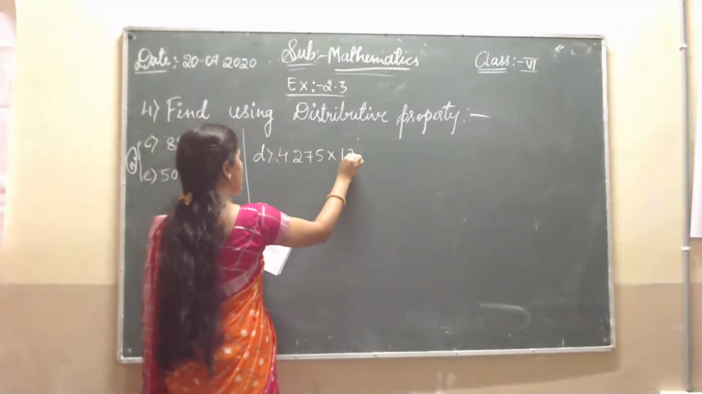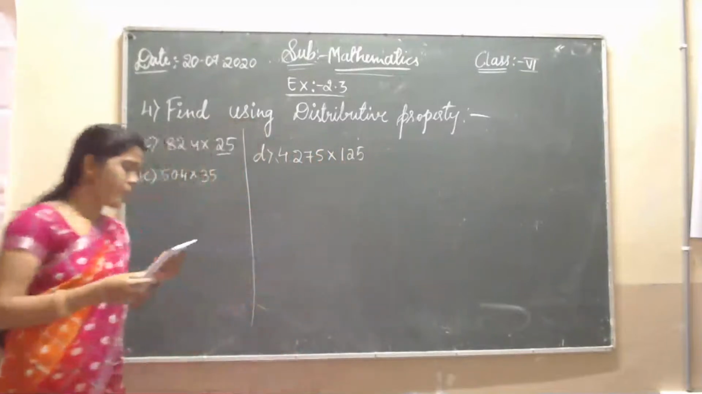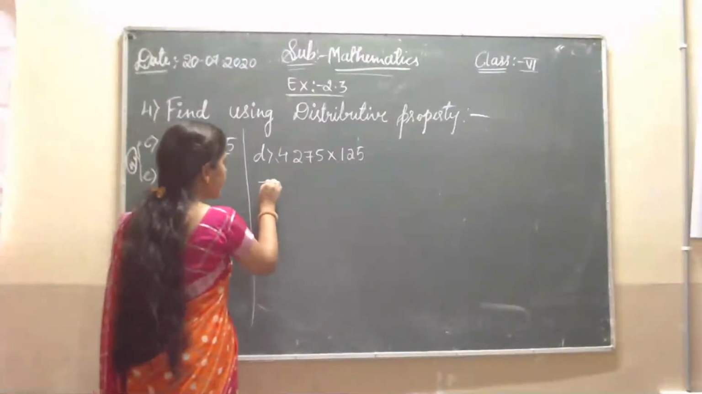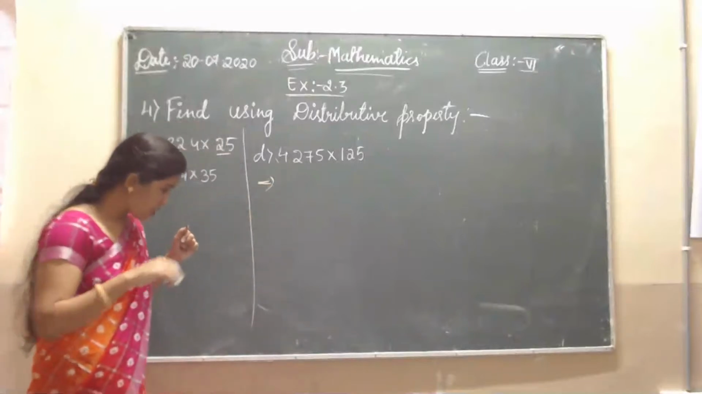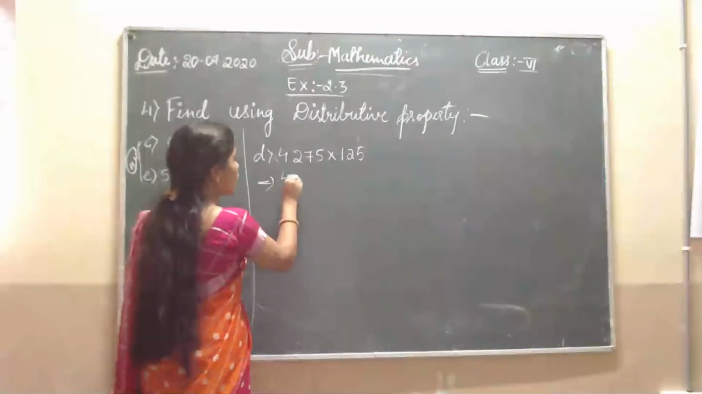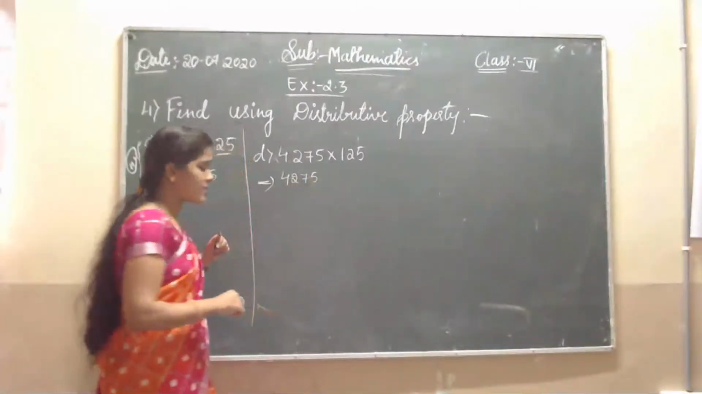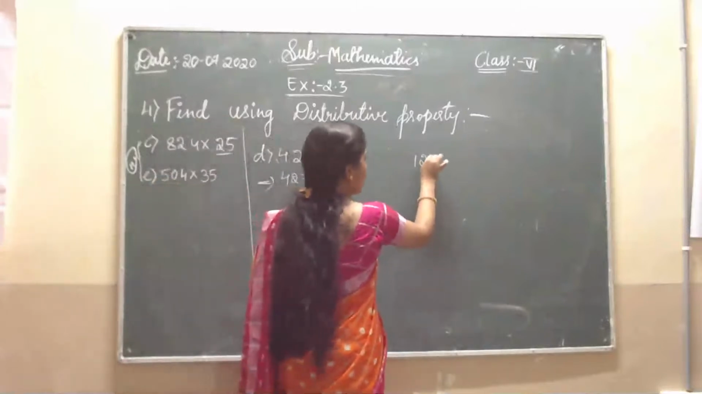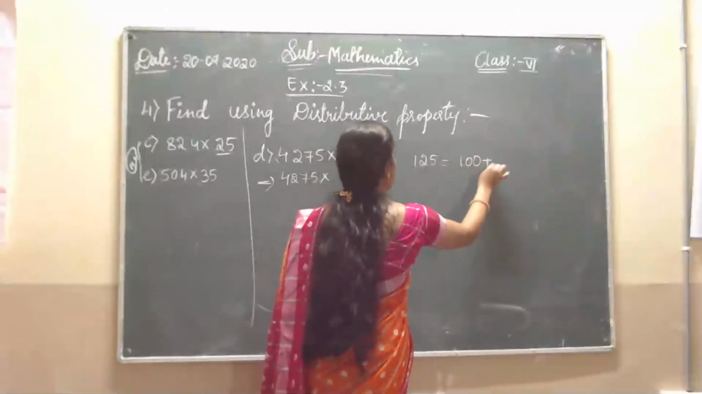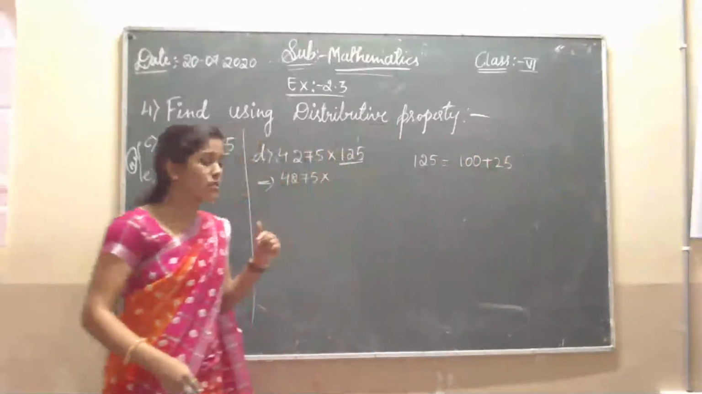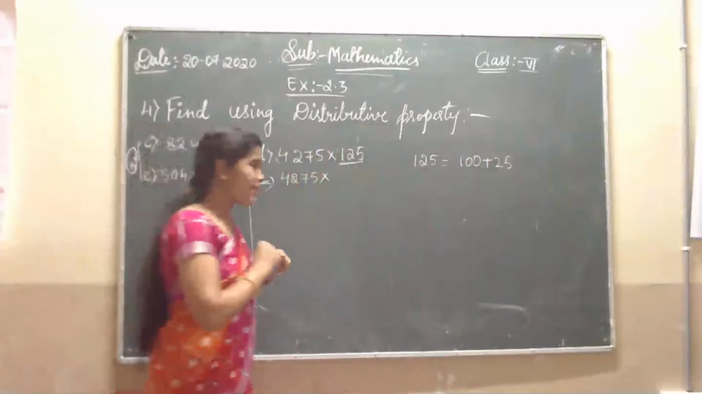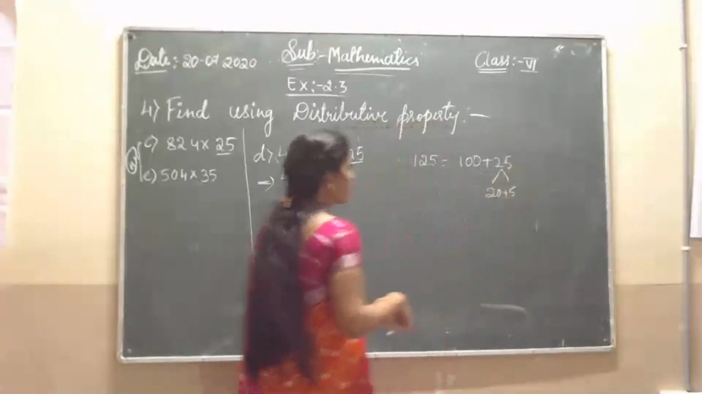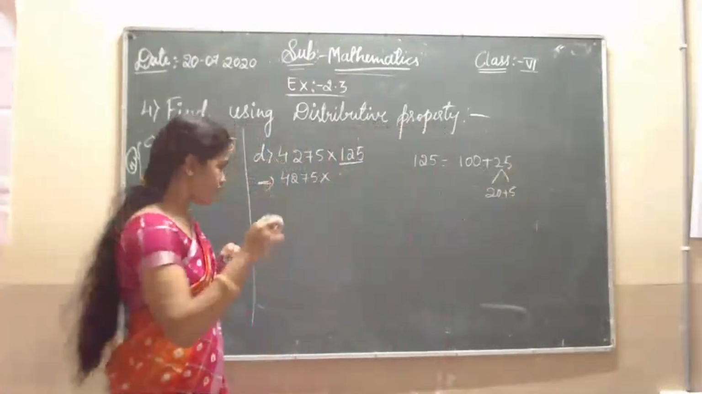4,275 into 125. See how I will split. 4,275 keep as it is. Take 125 as 100 plus 25. But 25 goes into lengthy multiplication, so you will split 25 as 20 plus 5. So here there are 3 numbers.